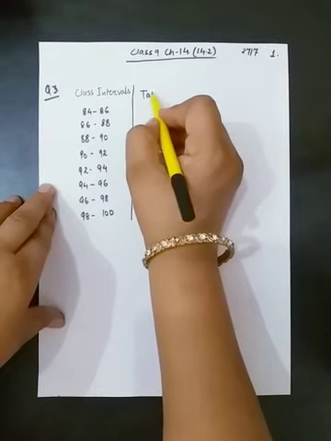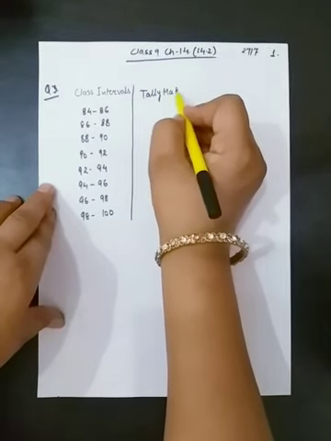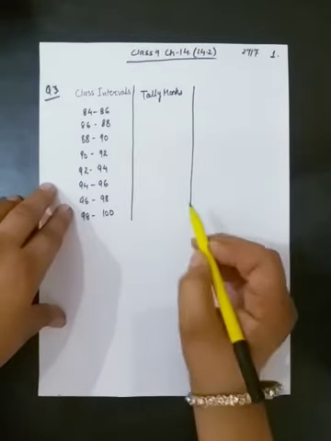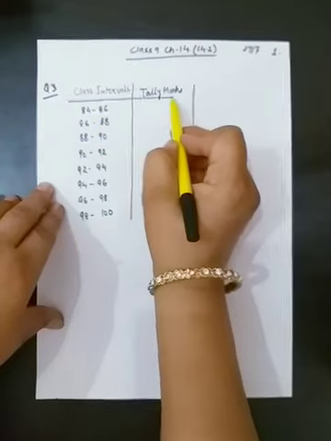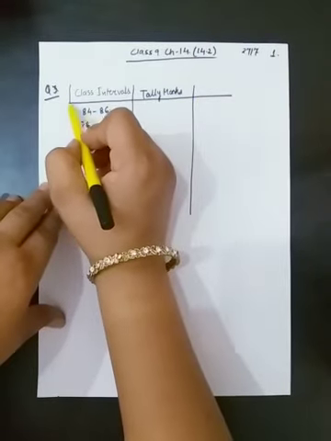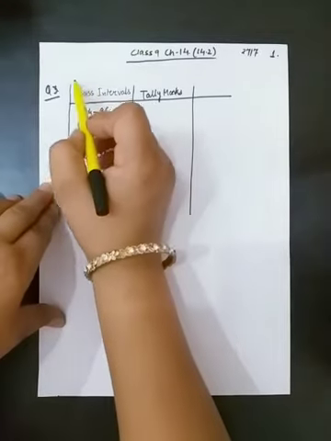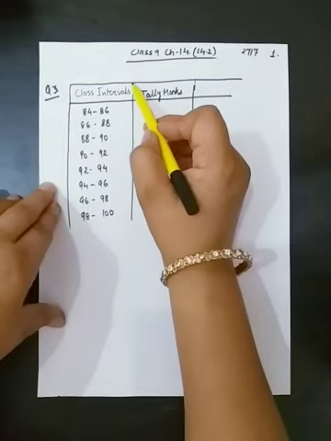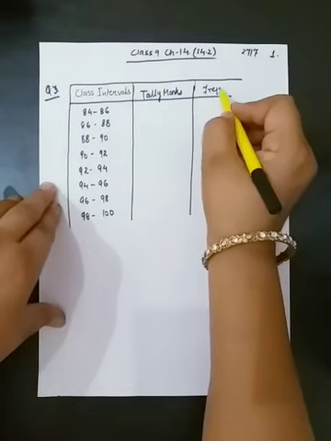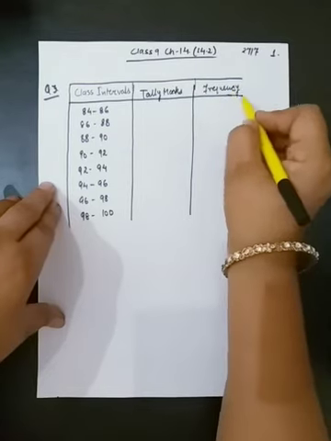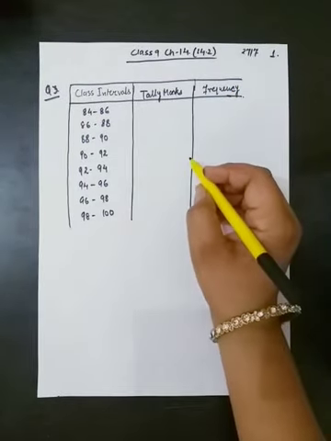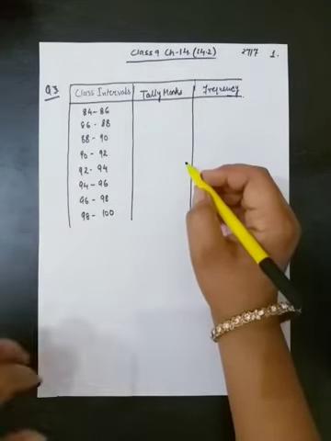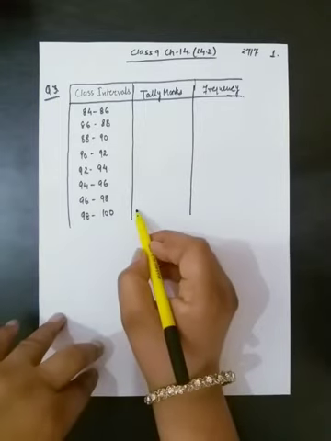Now we have to put tally marks. You were already told that without the help of tally marks it is not possible to construct frequency tables, because tally marks make our work easier and there are very few chances of mistake. Now the first observation is 98.1 and we have to check in which interval it will fall. 98.1 will fall in the last interval.